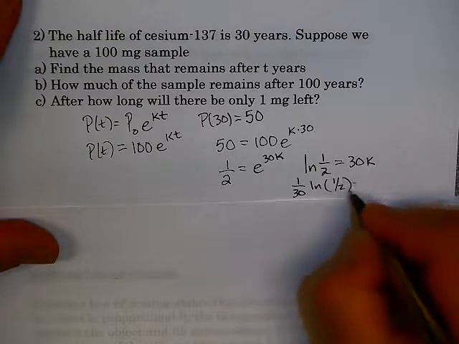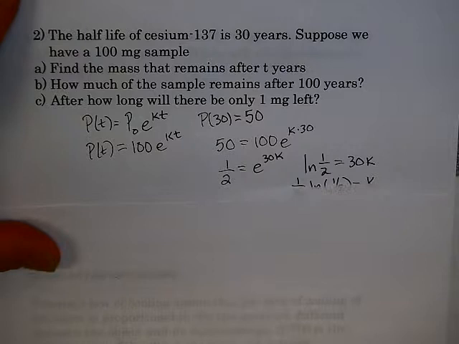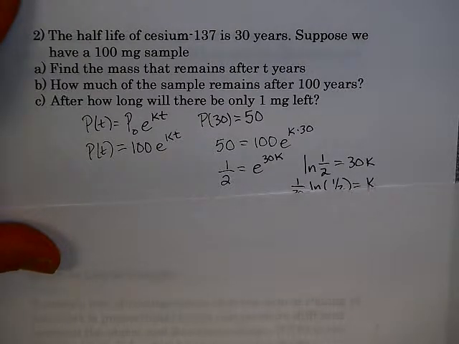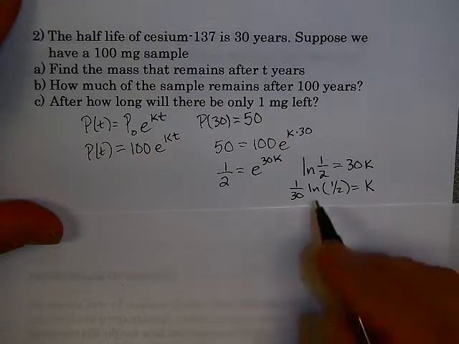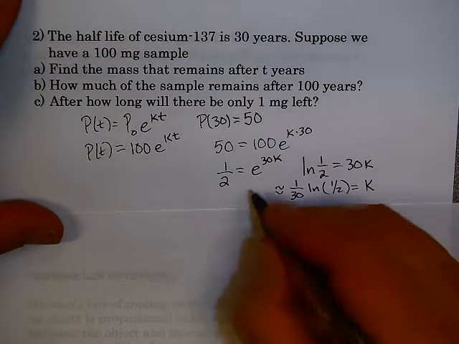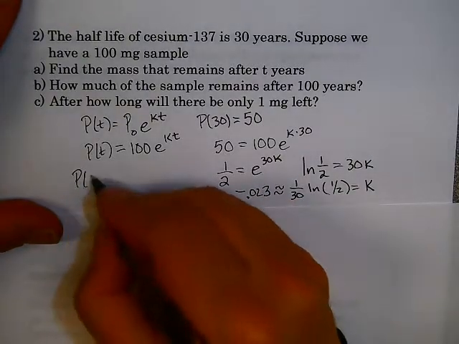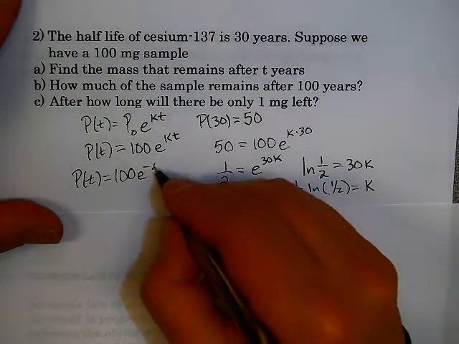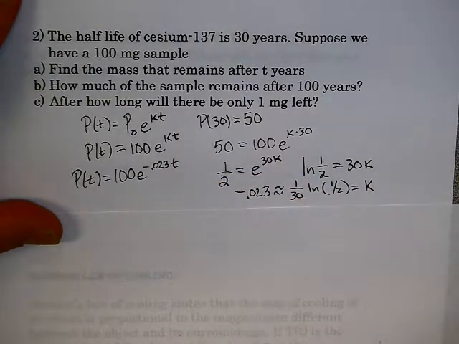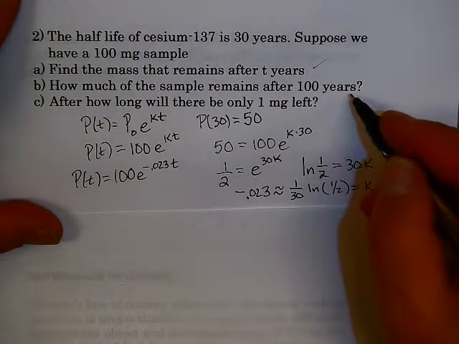1/30 ln 1/2 equals k. If I do this, this ends up to be approximately minus 0.023. So here's my equation: P of t equals 100 e to the minus 0.023 t. Okay? So that's my population. That is my mass that remains after t years. So how much of the sample will remain after 100 years?